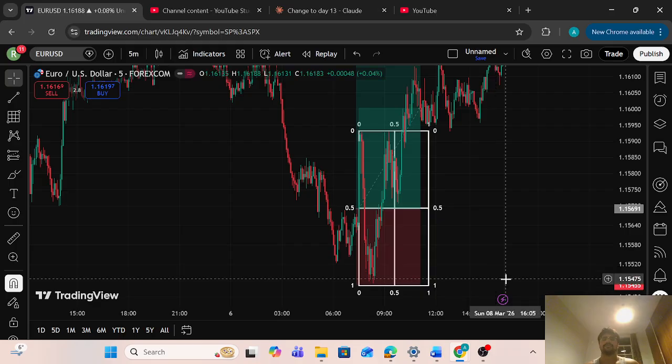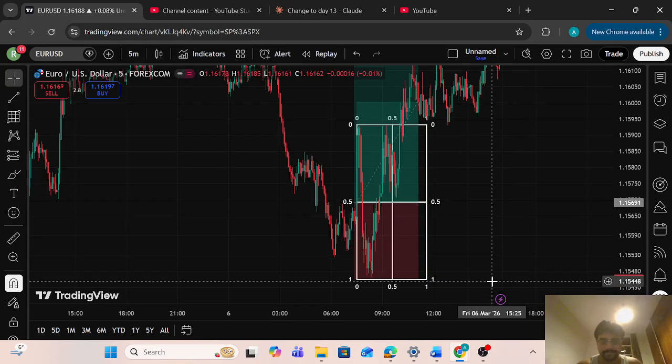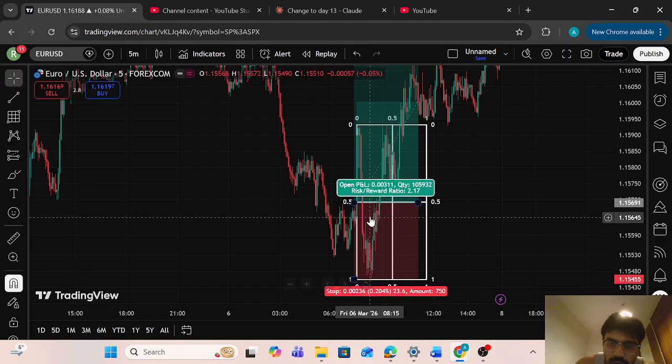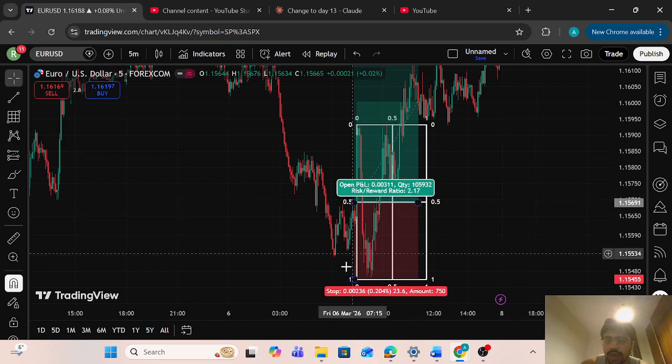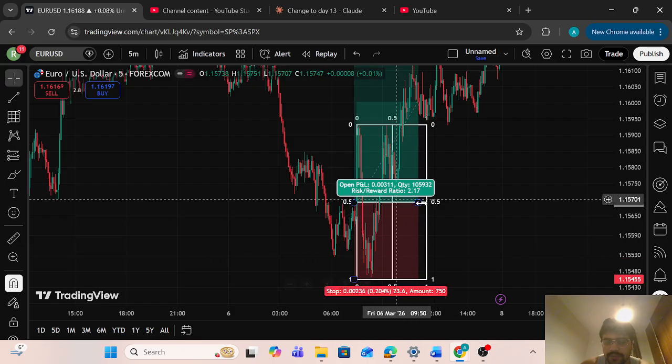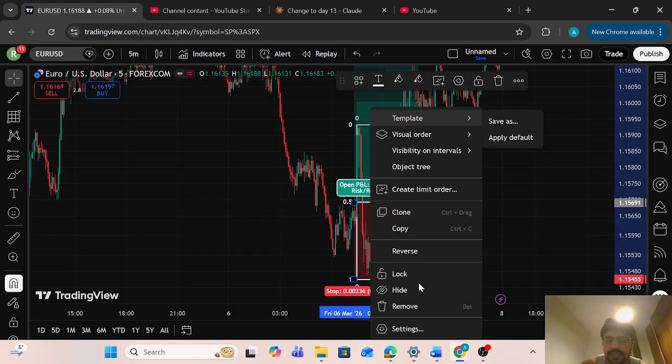There you go, guys. That's how you trade. That's it. That's all what equilibrium is. That no matter what happens, I will only buy if I'm going for a long when it's in this red area. Okay. Now let me delete this real quick.